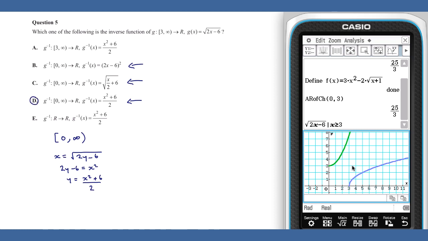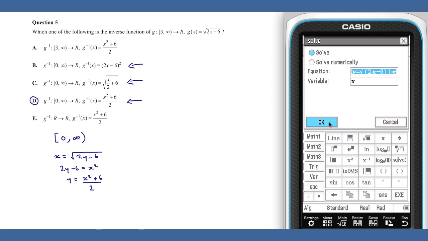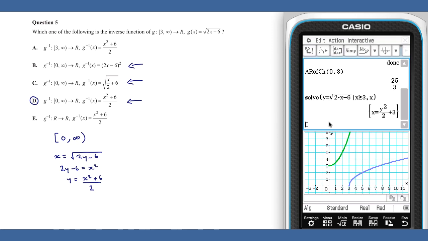This rearrangement can also be found using the ClassPad. Once x and y are transposed, the ClassPad is giving us the rule y equals x squared over 2 plus 3, which is another version of the answer in D.